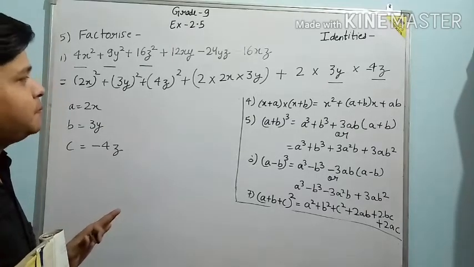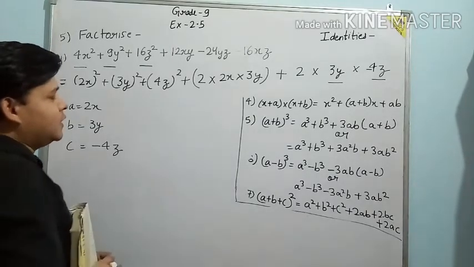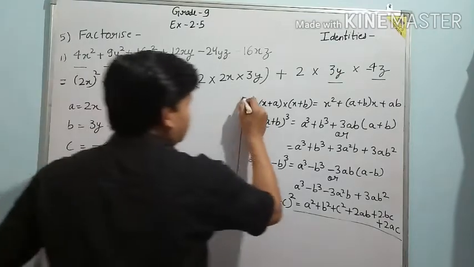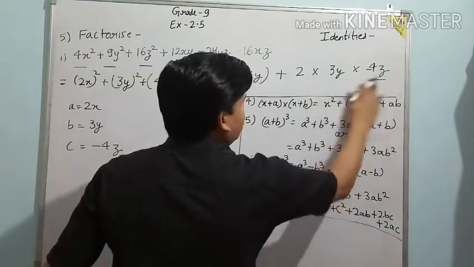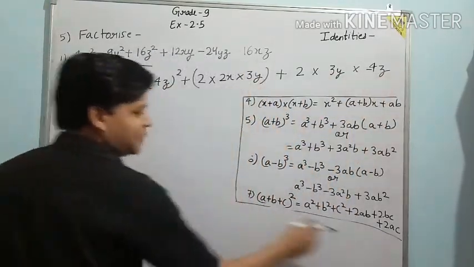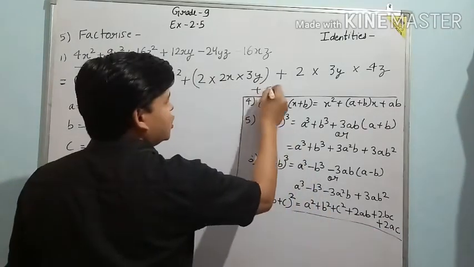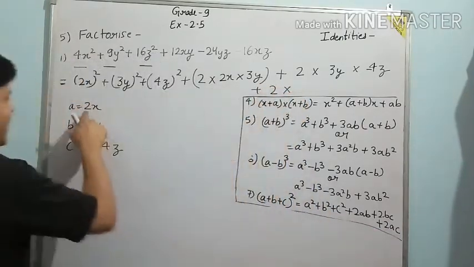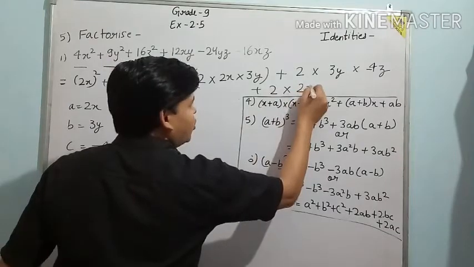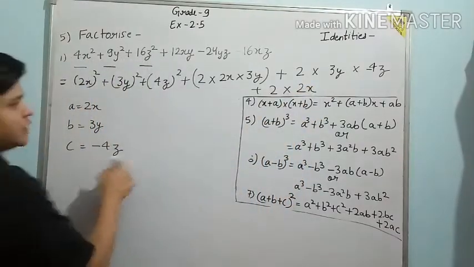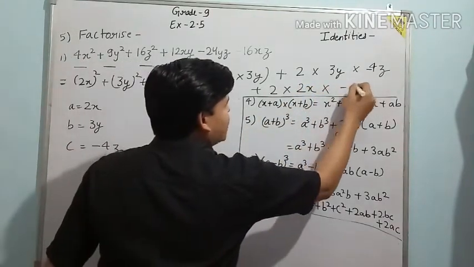I hope you all are clear till this step. Now third I'm writing here, let me make a line here. So 2BC is also done. Similarly last is 2AC, so plus 2AC, so once again A is 2x, so let's put here 2x, and C is -4Z, so multiply -4Z.